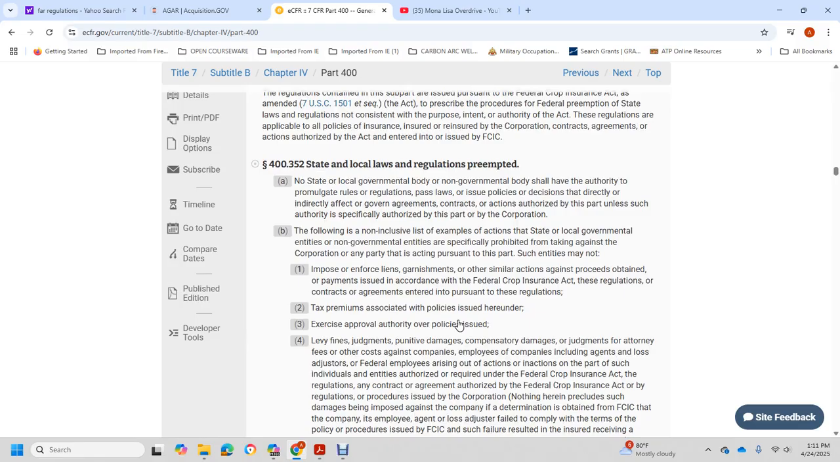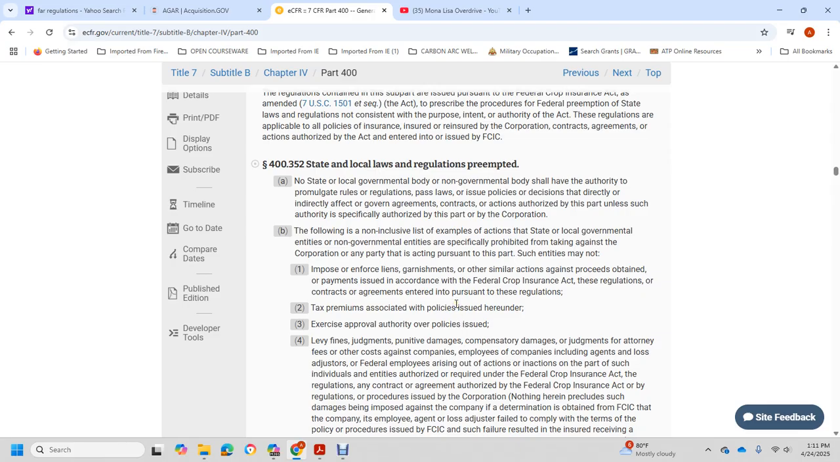State and local law and regulation are preempted. No state or local governmental body shall have the authority to promulgate rules, regulations, or pass laws, or issue policy or decisions that directly or indirectly affect the governing agreement, the contract, or the action authorized for these parts, unless such authority is specially authorized by the corporation.